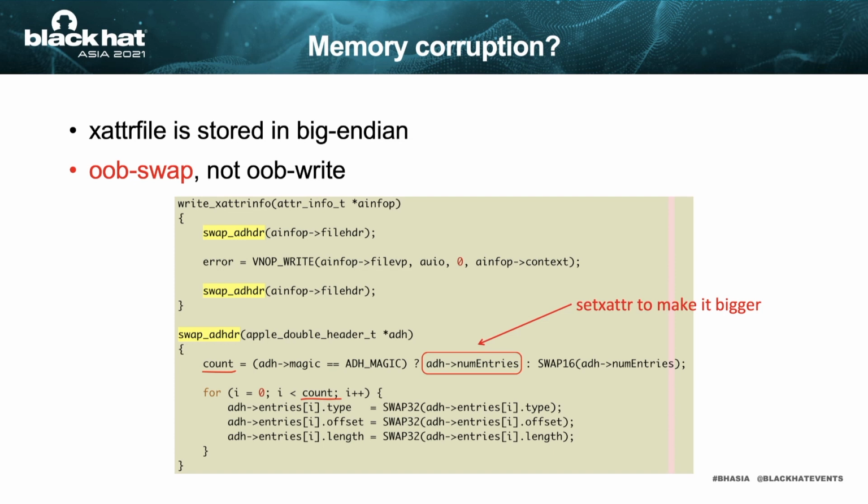Back to this function, there is a for loop. The loop count comes from the header, and we can modify the data in the header arbitrarily. So we can control the loop count of the for loop. Next, we can turn the loop count into a very large number, such as 1 million, and the for loop will continue running. Then we get an out of bounds. However, this is not an OOB write, it is just an OOB swap.